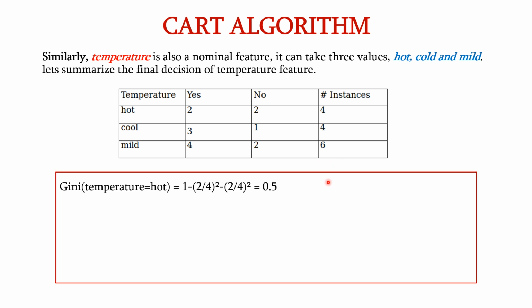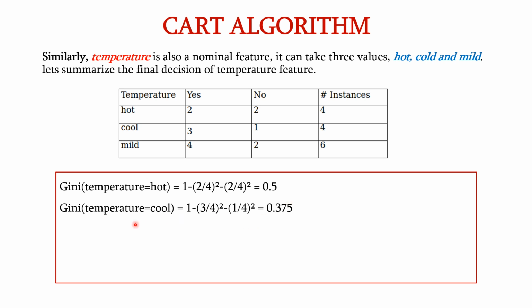Now let us calculate the Gini index for temperature equal to hot. Applying the formula, it is 1 minus the number of yes instances 2 divided by total number of instances 4 whole square, minus for no it is 2 by 4 whole square, and the value is 0.5.